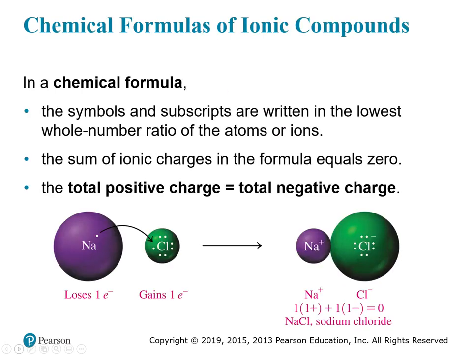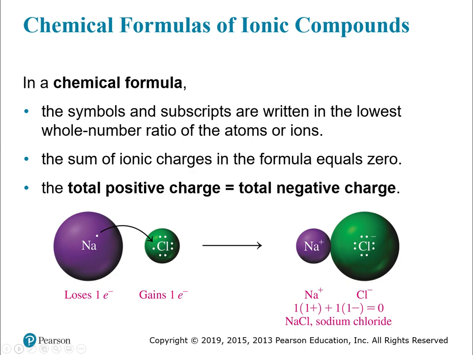In a chemical formula, the symbols and the subscripts are written in the lowest whole number ratio of atoms or ions. The sum of the ionic charges is always equal to zero. That means the total positive charge is equal to the total negative charge.